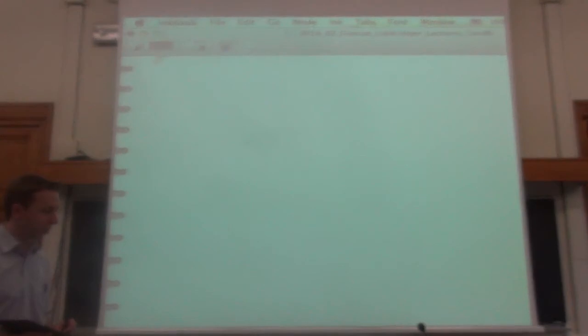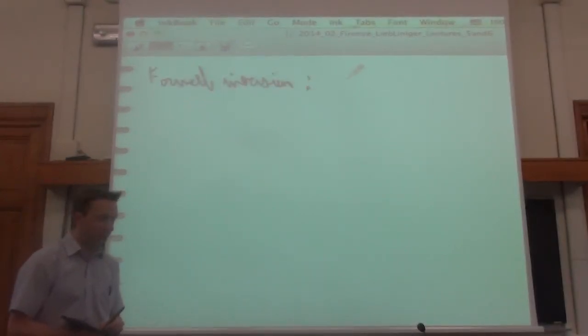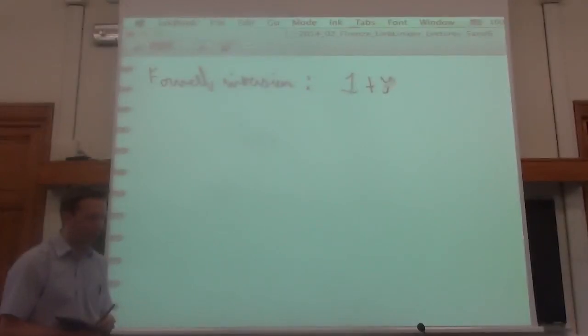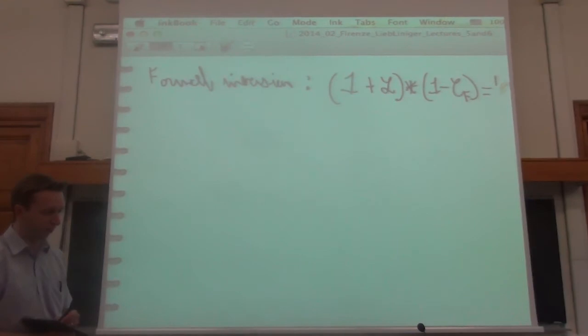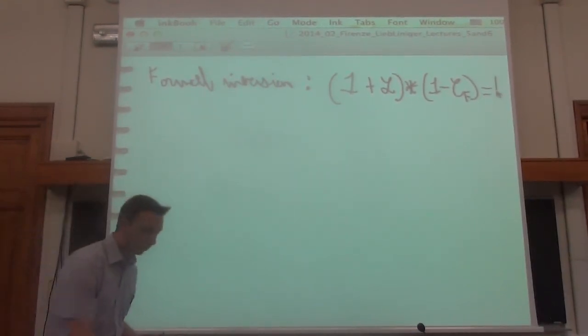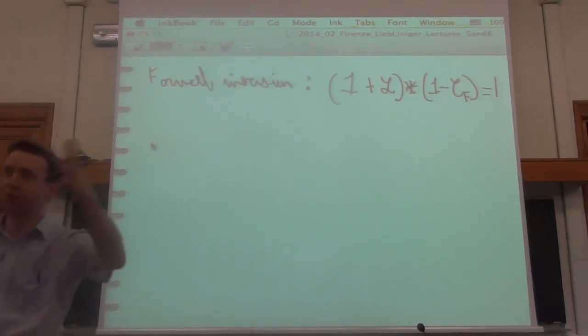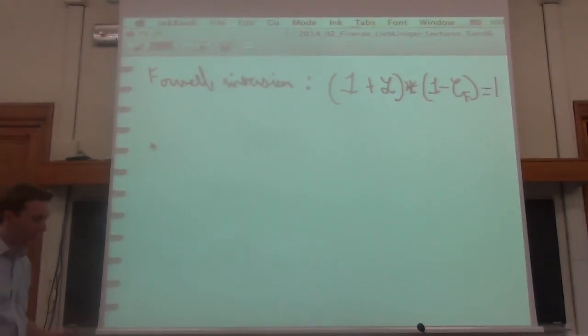So formal inversion. What we will say is that there exists an operator that I'll write as L, which when I convolve it with 1 minus C_F, this gives me 1. Okay? So in terms of functions, when I write 1 here, I mean a delta function, right? So it's just an integral kernel.